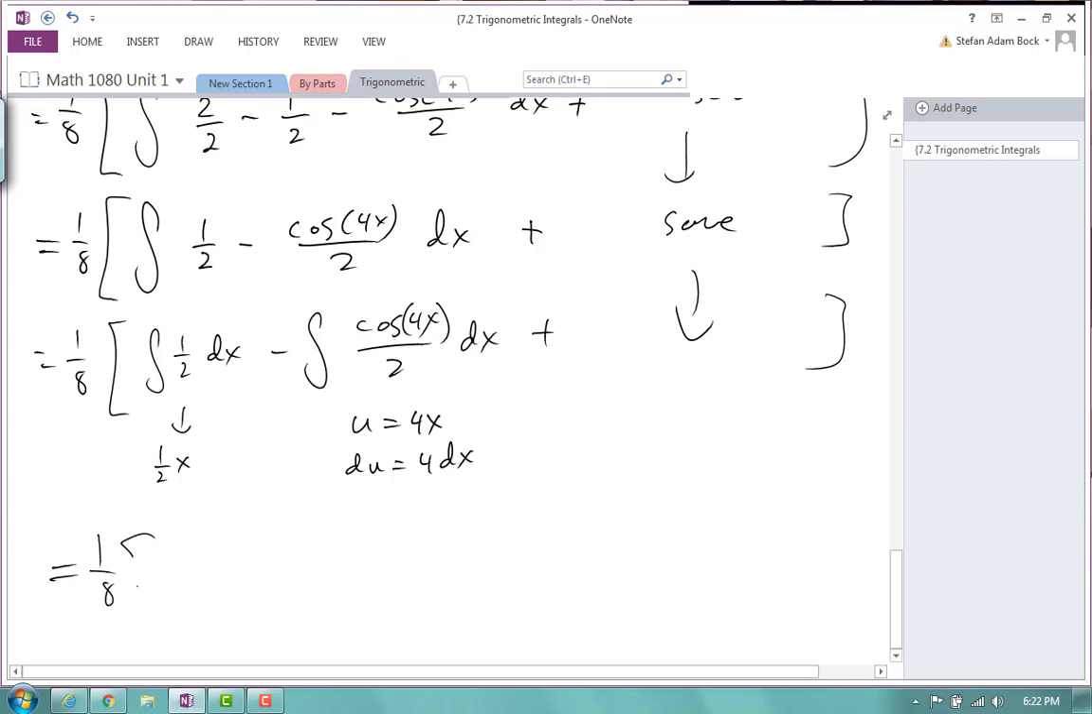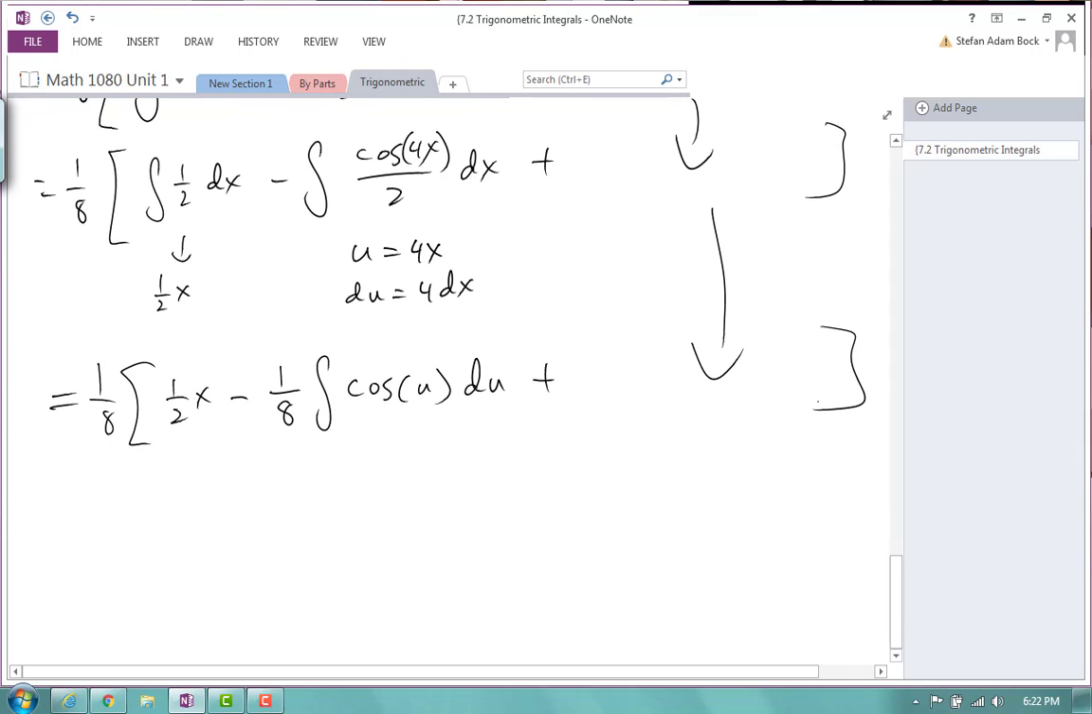So this is 1/8, open parentheses, 1/2 x minus, this turns into 1 over 8 times the integral of cosine of u du. But that is just sine of u, and u is 4x, so we'll just say this is sine of 4x. We'll throw the plus c on right here.